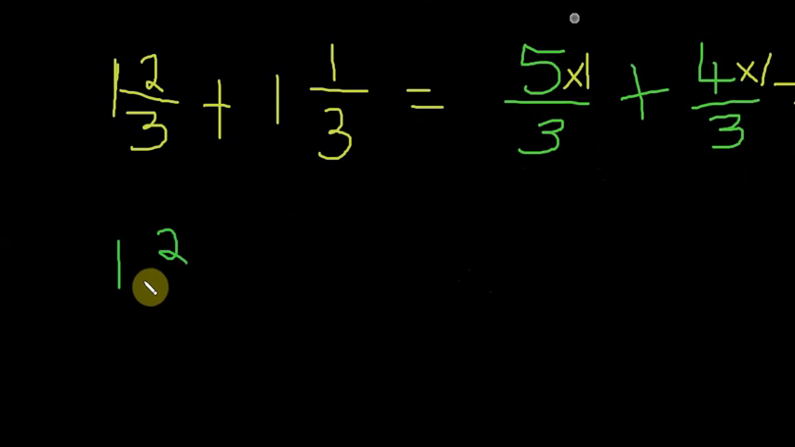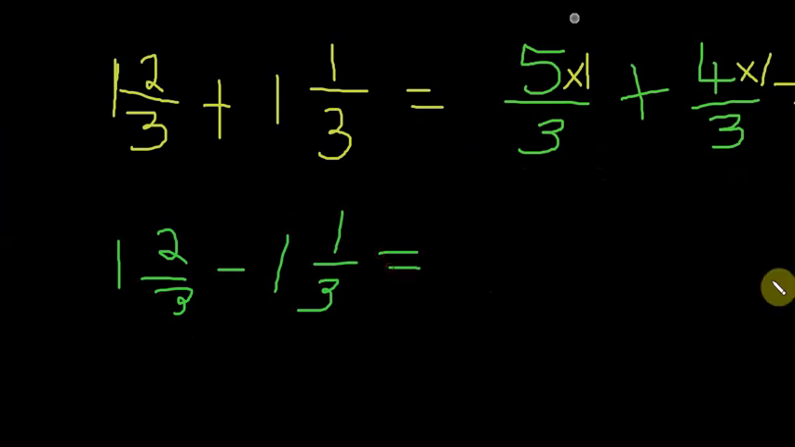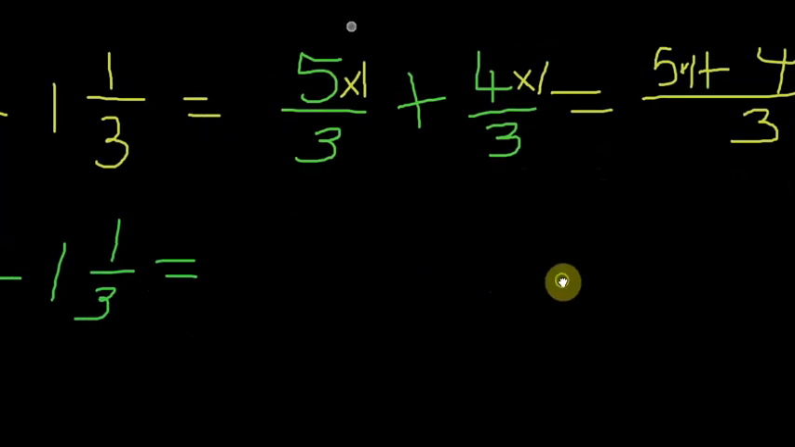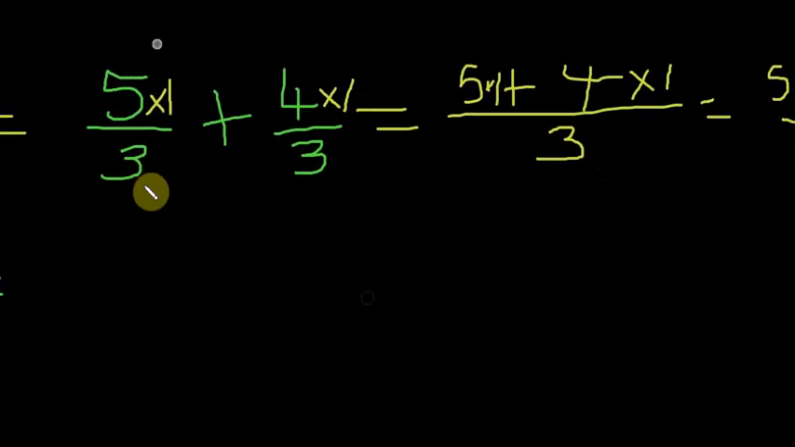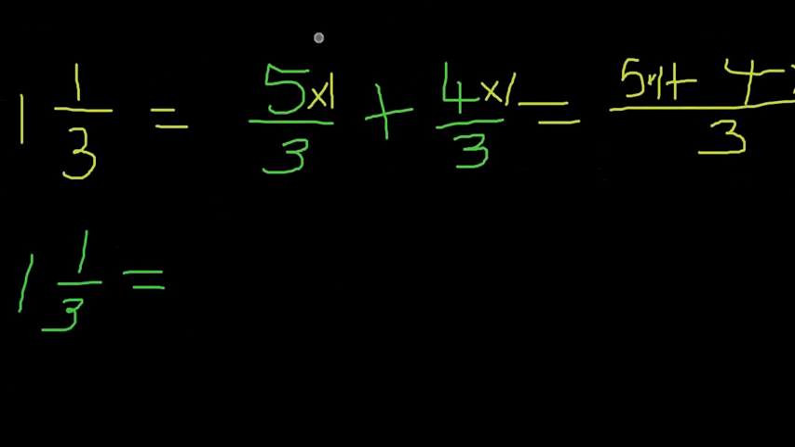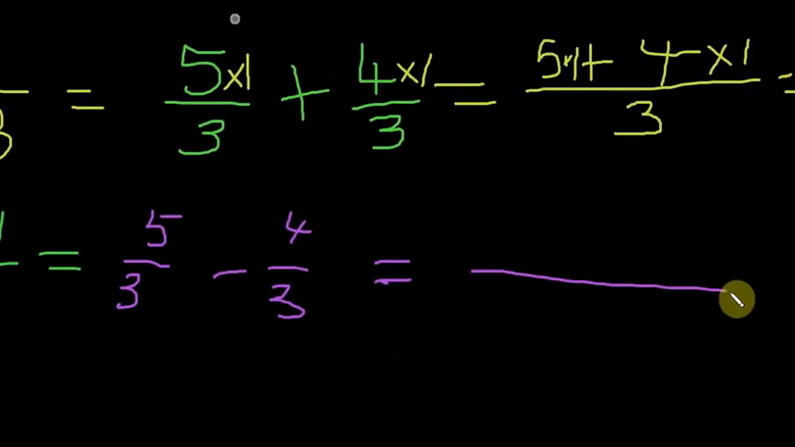Okay, so let's subtract the same numbers. 1 and 2 over 3 minus 1 and 1 over 3. Same story, we convert it to what? To improper fractions. We convert the mixed numbers, saying that is the same thing as 5 over 3 minus 4 over 3. Okay, so the denominators are the same.